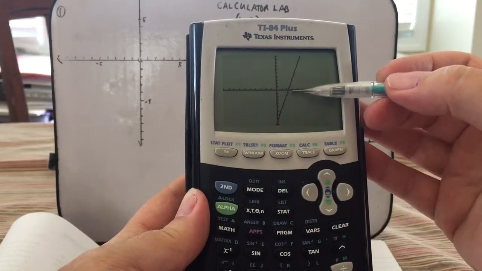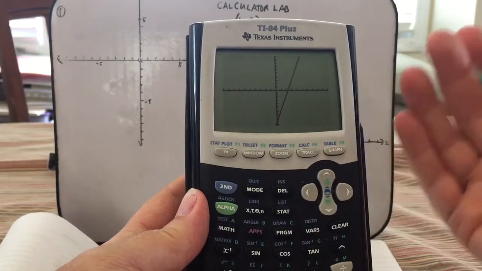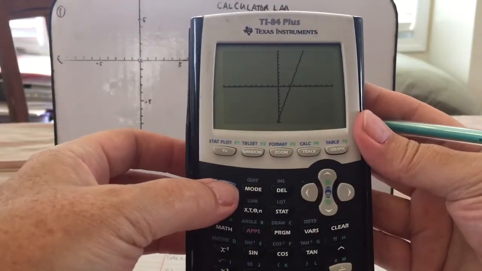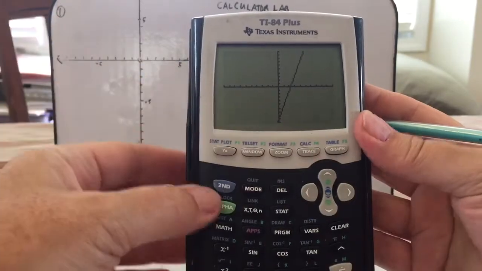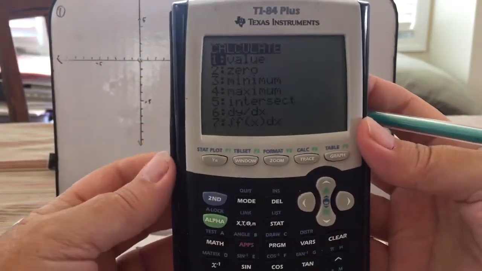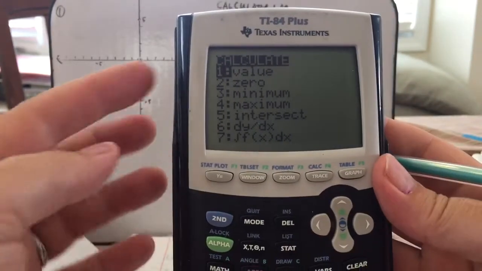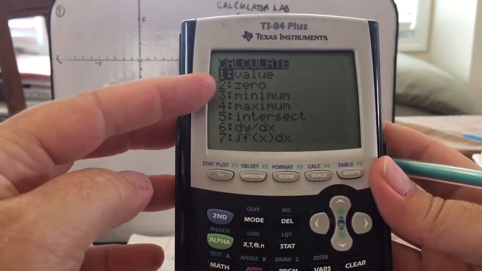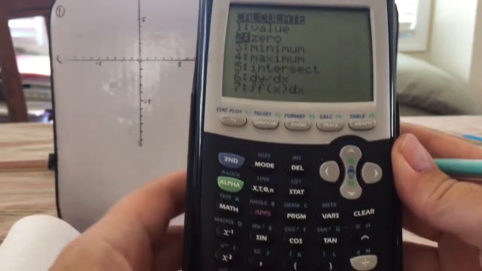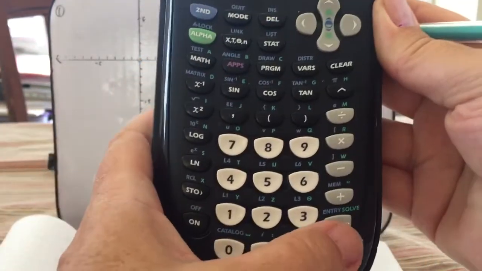Well, it appears to be between two integers, so I'd like to know exactly what it is, and the calculator will tell me if I do this. I'm going to go to second calc, that blue function on the trace button, and I'm going to get this screen. This screen has the word zero here. When I see that, it's going to tell me to find the 0. So I just scroll down to that, or I could press the number 2, and then I enter that.